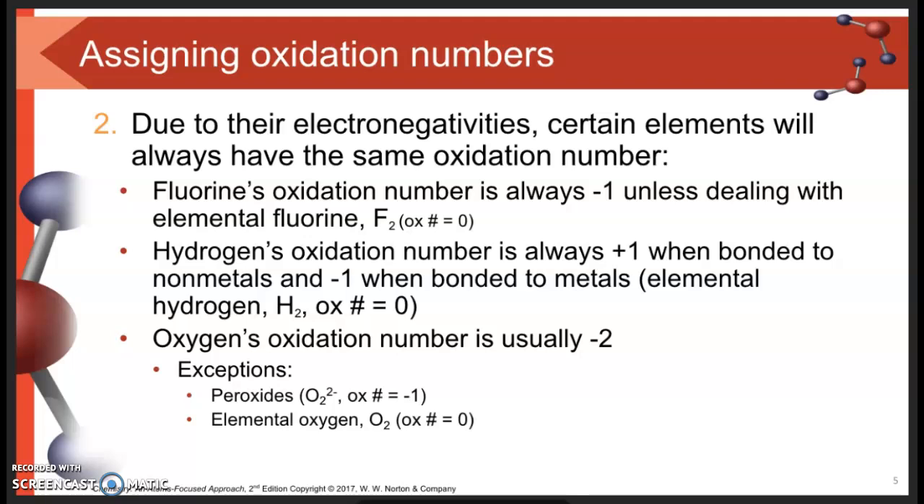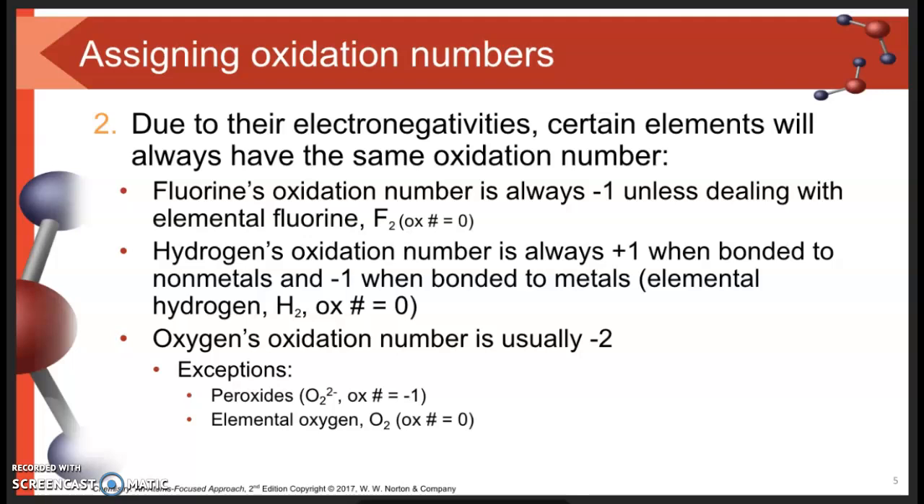For hydrogen, when hydrogen is combined with metals and makes metallic hydrides, it'll have an oxidation state of -1. When hydrogen is bonded to nonmetals, it'll have an oxidation state of +1. When hydrogen is by itself, like all elements that are by themselves, they'll have an oxidation state of 0. And then finally, oxygen is going to have an oxidation number of -2.